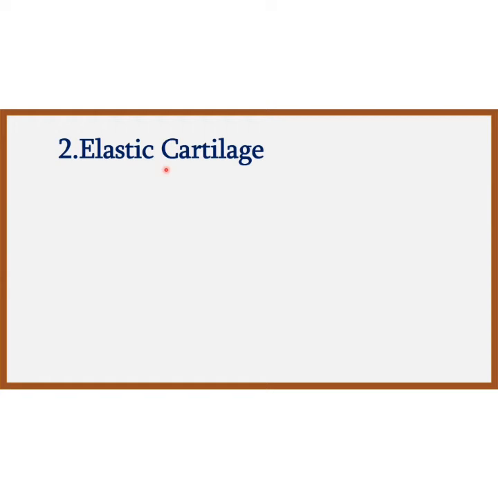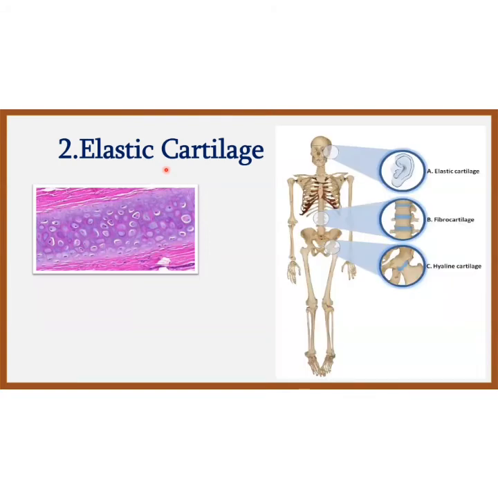It is made up of a network of elastic fibers in addition to collagen fibers. Two types of fibers are present, elastic fibers and collagen fibers. It is found in the epiglottis and pinna. This is a pinna. This is made up of elastic cartilage, the pinna, and hyaline cartilage is present in between.